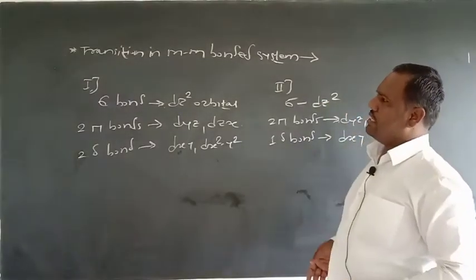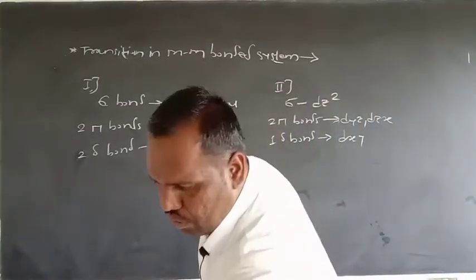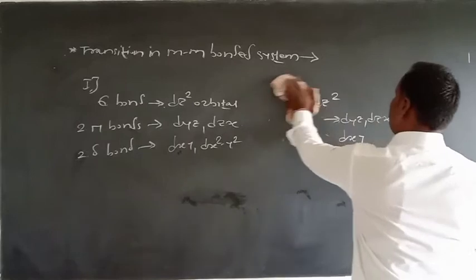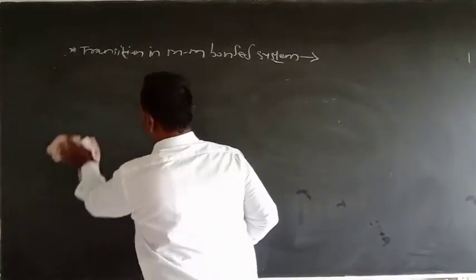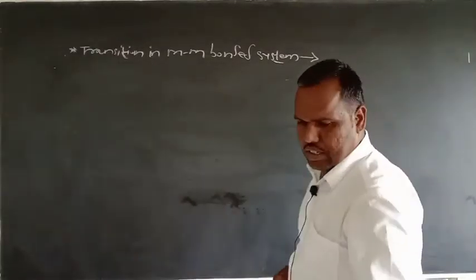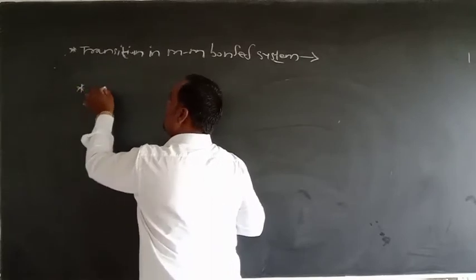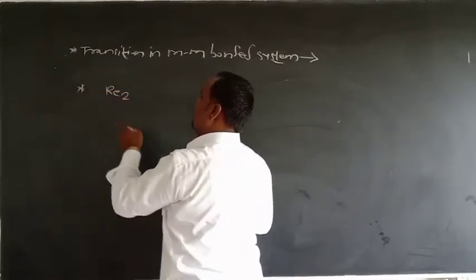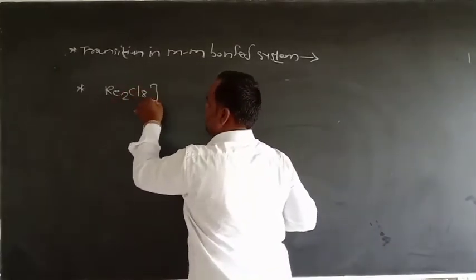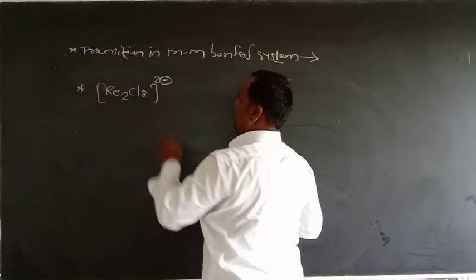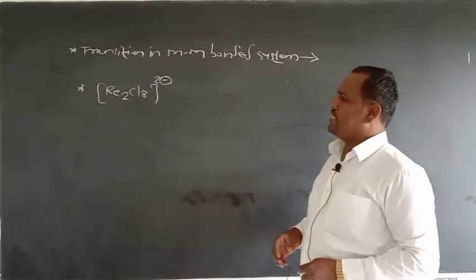We will discuss some examples of these different types of metal-metal bonds. So let us see some complexes. The first example we discuss is a very familiar example of a metal-metal bonded system, the Re2Cl8 2 minus ion, a rhenium complex.